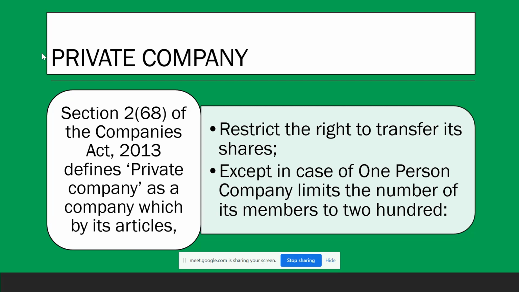So they restrict the right. Of course, there is the one-person company also, but in the case of a private limited company, the maximum number of people who can become shareholders is 200, except for the exception of the one-member company, the one-person company. We'll talk about that.